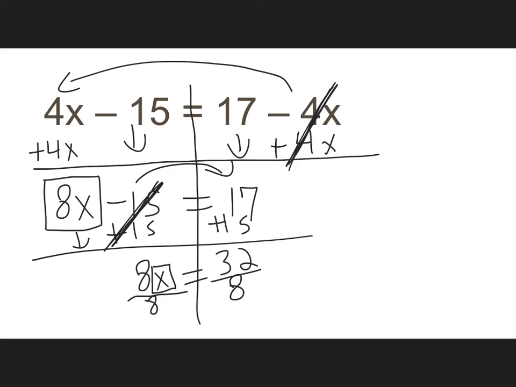What I do to one side, I do to the other side. These 8's will cancel out. And I know now that x equals 32 divided by 8, which is 4. And that is your final answer there.